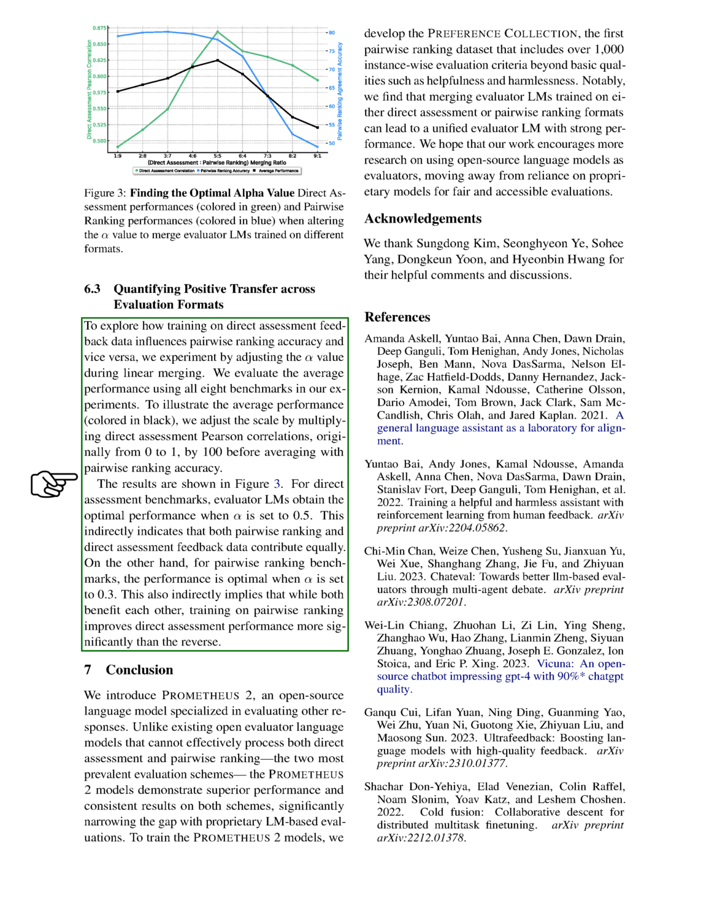For direct assessment benchmarks, we observe that evaluator LMs achieve the best performance when alpha is set to 0.5, suggesting an equal contribution from both pairwise ranking and direct assessment feedback data. On the contrary, for pairwise ranking benchmarks, the optimal performance occurs when alpha is set to 0.3. This indicates that while both methods benefit each other, training on pairwise ranking leads to a more significant improvement in direct assessment performance compared to the reverse scenario.